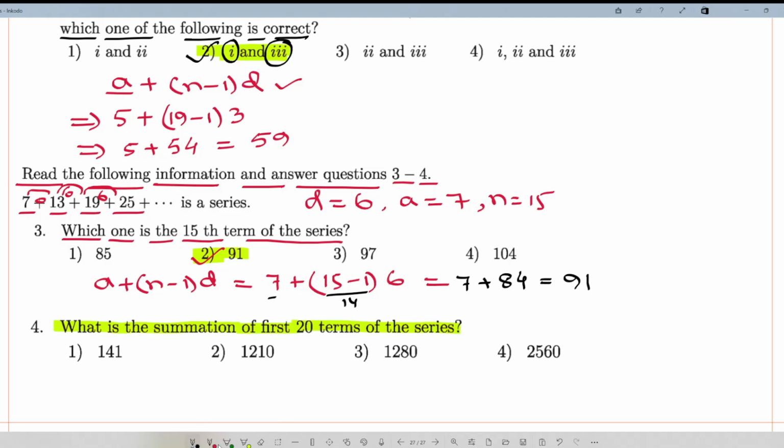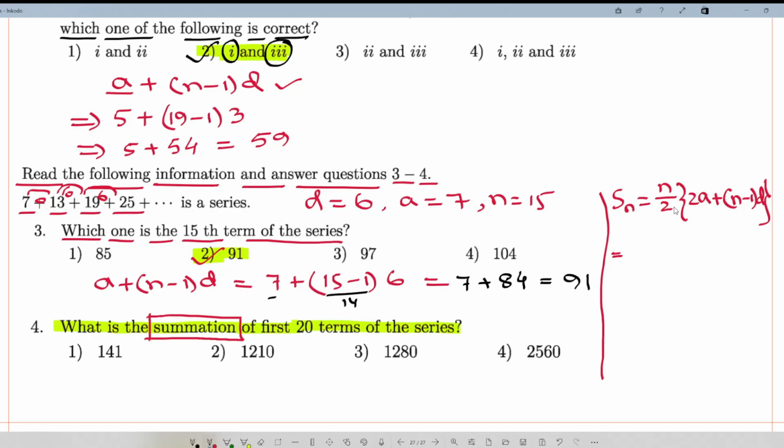Look, here is a new thing which is summation. In the arithmetic sequence, we know about summation Sn equals to what? n divide 2, then 2a plus n minus 1 times d. So here n is what? n equals to 20. So we can write here 20 divide 2, then 2a. a means what? 7. We can write 7 plus n is 20 minus 1, d is 6.